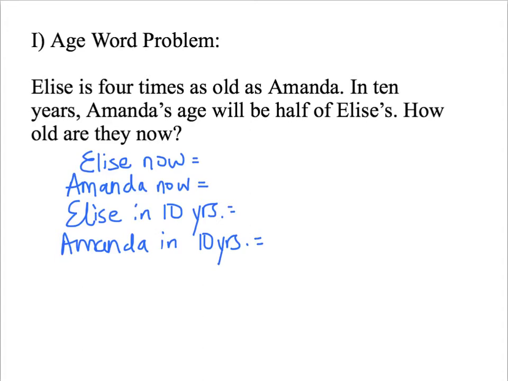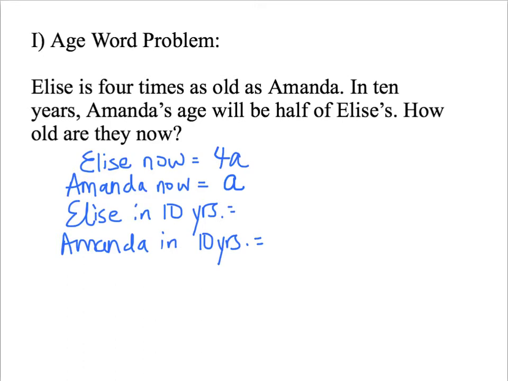All right, Elise is 4 times as old as Amanda. So again, we want to look at which one we know the least about. We know the least about Amanda. So we're going to have A represent Amanda's age now. Elise is 4 times as old as she is. So how do we represent Elise's age now? 4A, 4 times as old as Amanda.